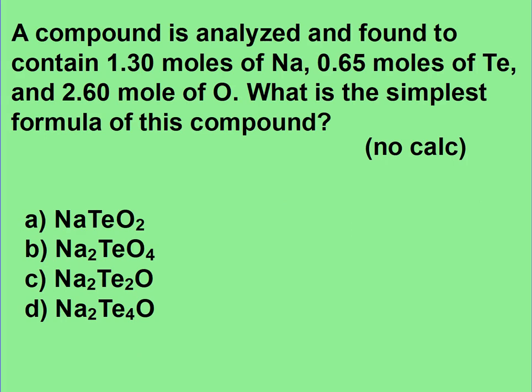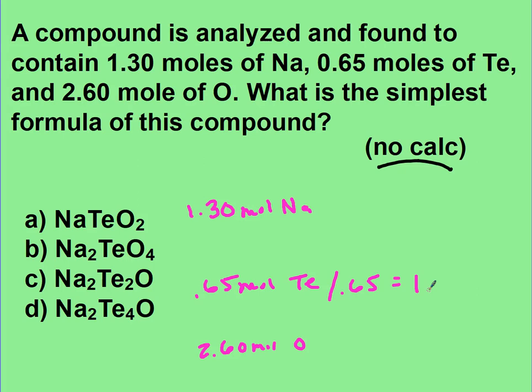And one more empirical. So I'm going to try this last one again without a calculator. So for this one, to simplify the problem, you're given moles since you don't have a calculator. So step 1 was convert to moles. That's done. So now I'm going to divide by smallest. Well, 0.65 is my smallest, so that's going to give me a 1.